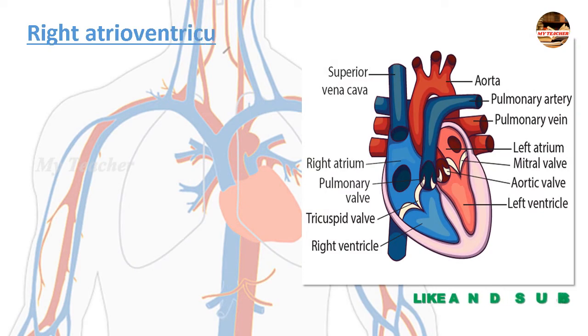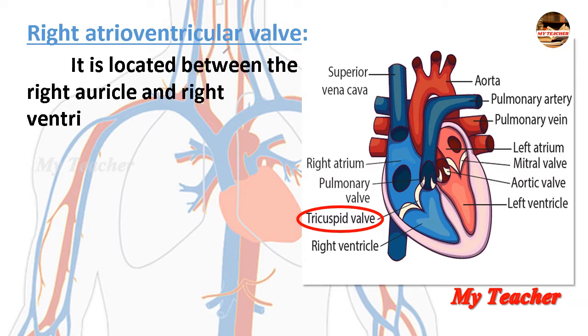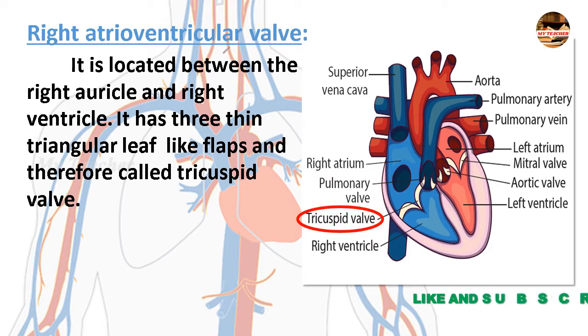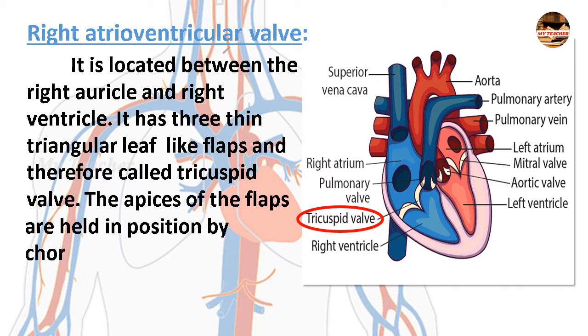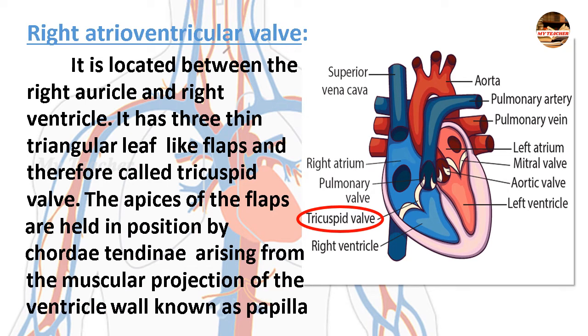Right atrioventricular valve or tricuspid valve. Observe the tricuspid valve, where is it located? Yes, it is located between the right auricle and right ventricle. It has three thin triangular leaf-like flaps and therefore is called the tricuspid valve. The apices of the flaps are held in position by chordae tendineae arising from the muscular projections of the ventricle wall known as papillary muscles.